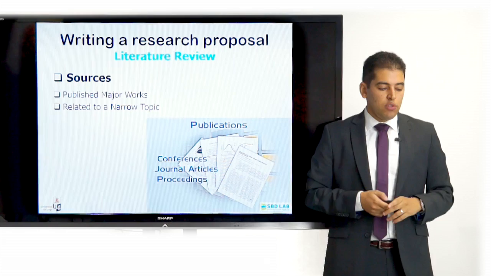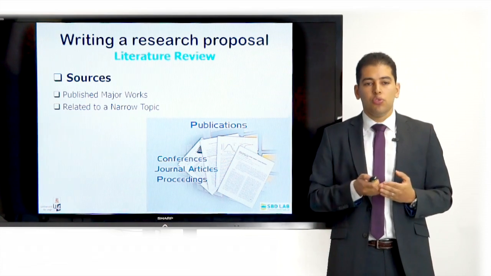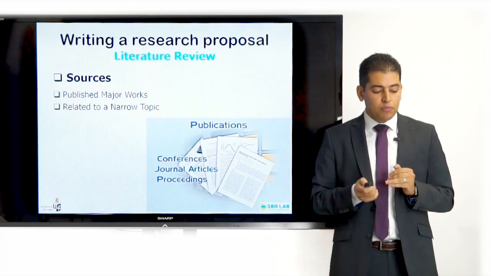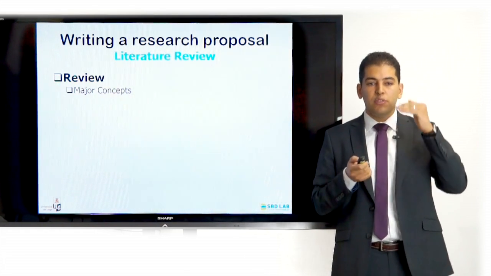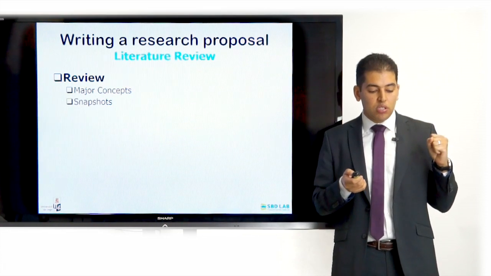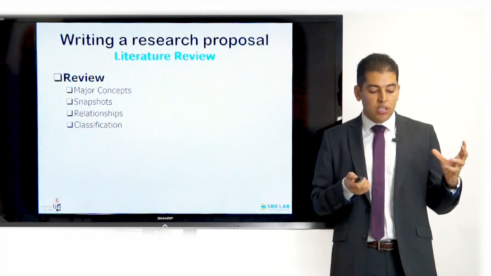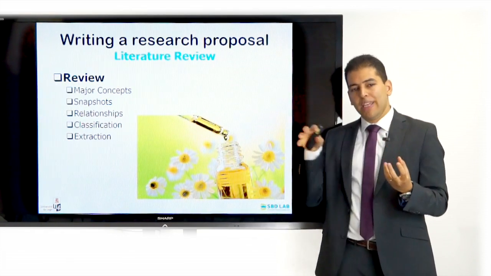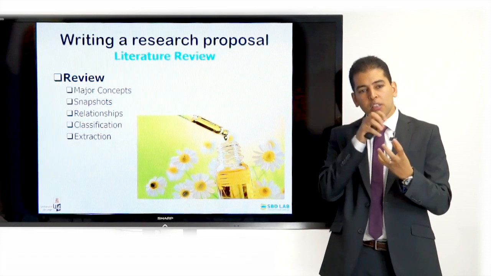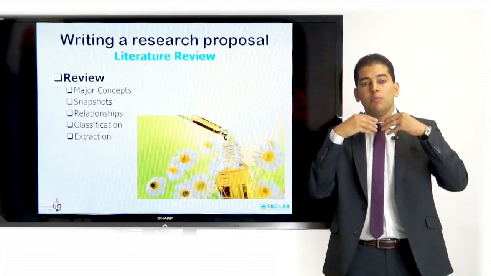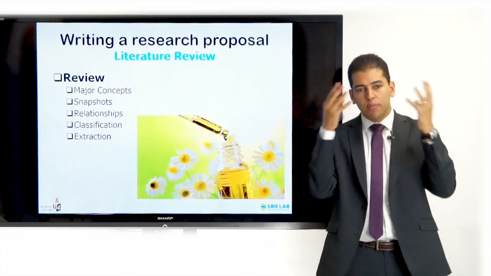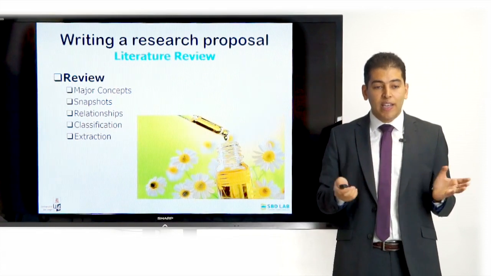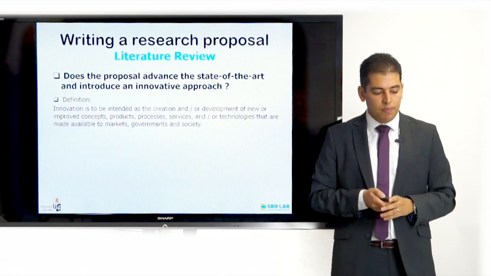To do a good literature review, you must guarantee that you have good resources. You should look at major published work, you should look at a narrow specific topic, and you should start your review. The review should cover the major concepts, snapshots, relationships, classifications, and extractions. So the literature review actually is like an essence. You go through different publications, different sources, and you extract the most important information, and you provide me with a snapshot, with a pattern image describing what has been done before, what the major publications related to this topic are, and like that you can put me up to date related to the topic.